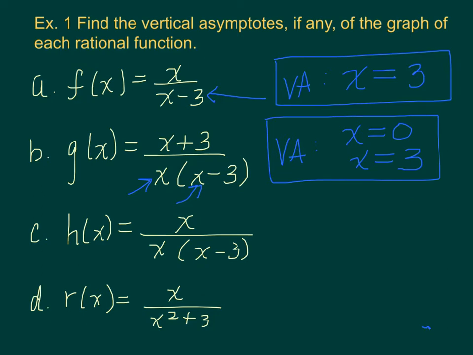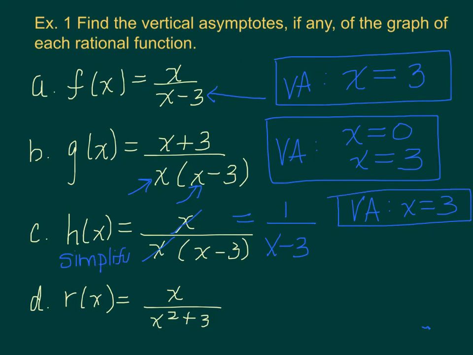Part C, we have a common factor, so we have to simplify it first, which leaves us with 1 over x minus 3. So now our vertical asymptote is x equals 3. So remember, you have to simplify first. And we're going to learn about this later.